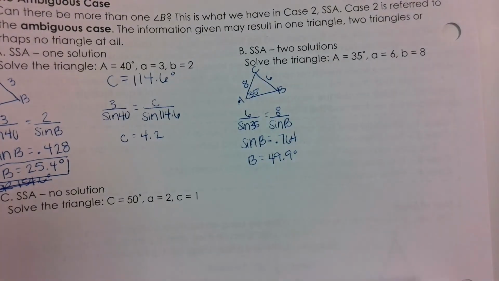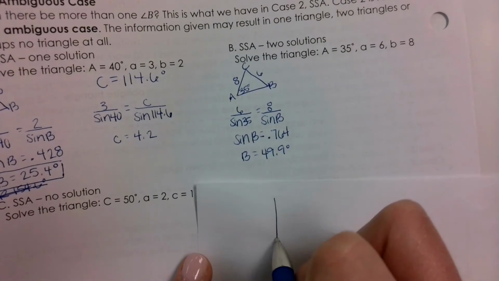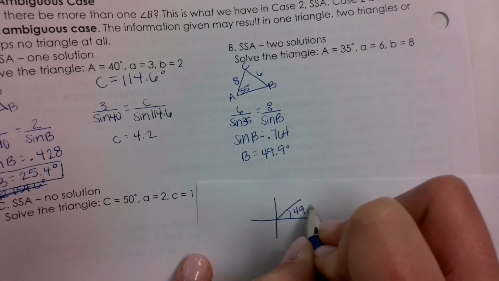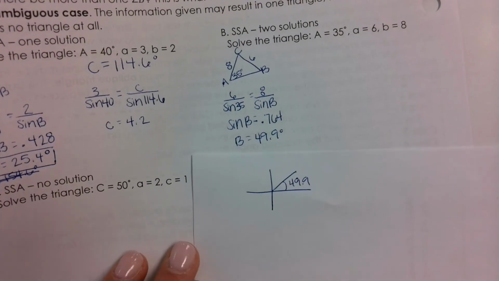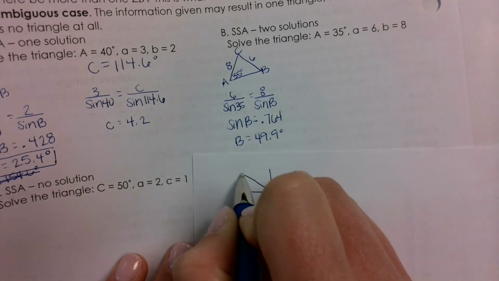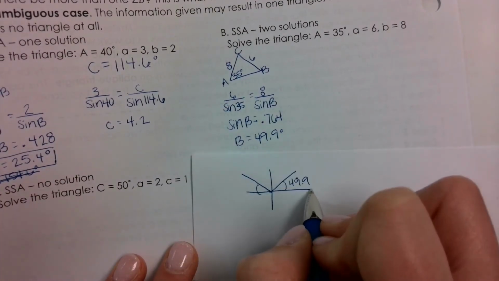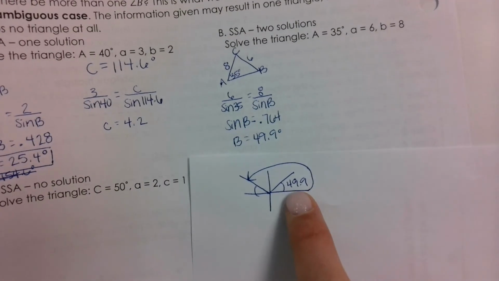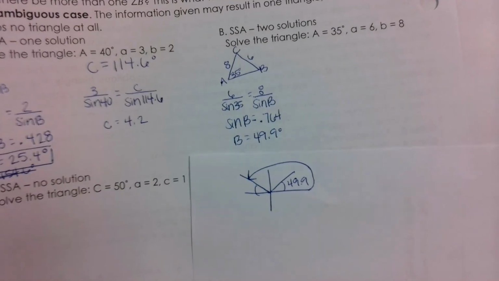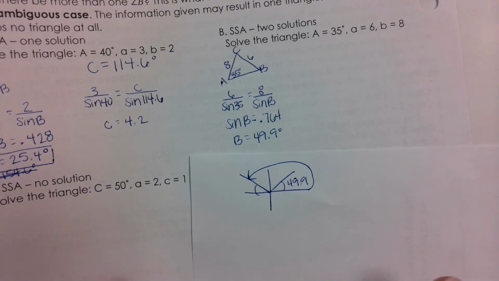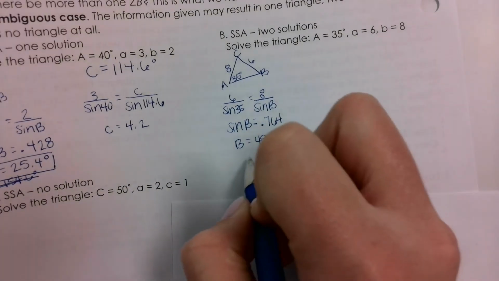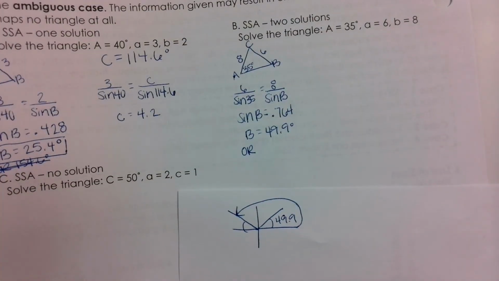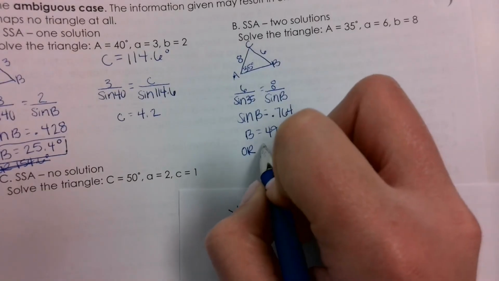So what quadrant is that going to fall in? First quadrant. So sine is positive there. Do you agree? So where else is sine positive? In quadrant 2. So again, we've got to find that angle all the way around. Just like we did last time, we'll do 180 minus that 49.9, and that will give us the other option for angle B. And what do we get there? 130.1.